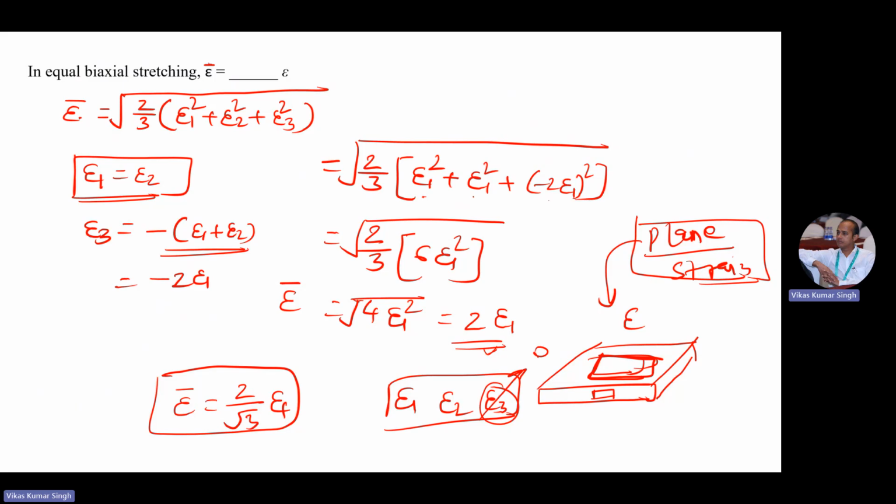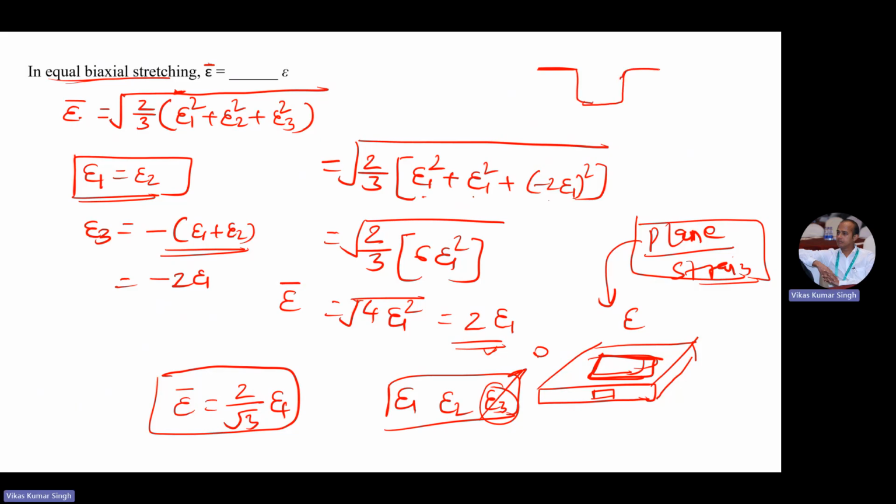So the point is you must not ignore the condition given in the question, that is, equal biaxial stretching or plane strain condition. And for the cup, you must not ignore it.